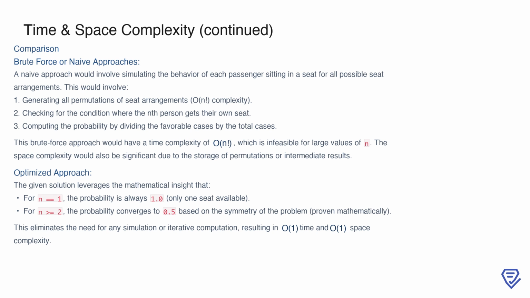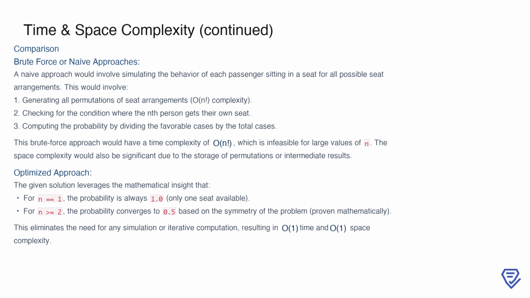Let's consider how this approach compares to a brute force or naive solution. A naive method would involve simulating every possible seating arrangement. First, you would generate all permutations of seat assignments, which has a time complexity of O(n). Then, you would check each arrangement to determine if the nth passenger gets their assigned seat, and finally compute the probability by dividing favorable outcomes by the total outcomes. This method is computationally expensive, with both time and space complexity growing rapidly as n increases.